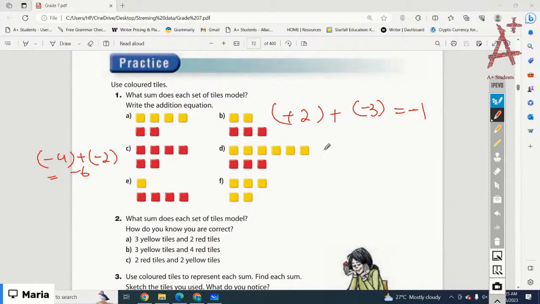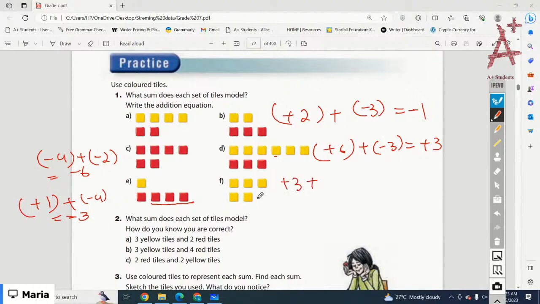Okay, you have six positive tiles plus three negative tiles, you are left with three yellow tiles, that means positive 3. You have one positive yellow tile that represents positive 1, and four negative tiles. This pair makes 0, you are left with three red tiles, that is negative 3, right? Then you have positive 3 plus positive 2, you just count them together, and they make positive 5, right?